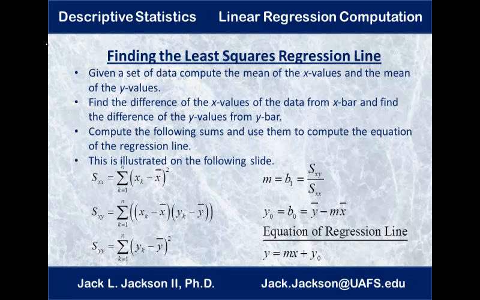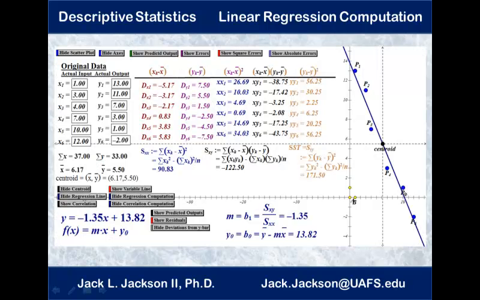We find the slope, which I'm going to call by the standard letter m. Sometimes in statistics they'll call that b sub 1. That is s sub xy over s sub xx. And then the y sub 0, or b sub 0, is y bar minus m times x bar. And then the equation of your line is y equals mx plus y sub 0. And for our other data set that we had over here earlier in this slideshow, here is the set of computations for it. Okay, so you can look that over.